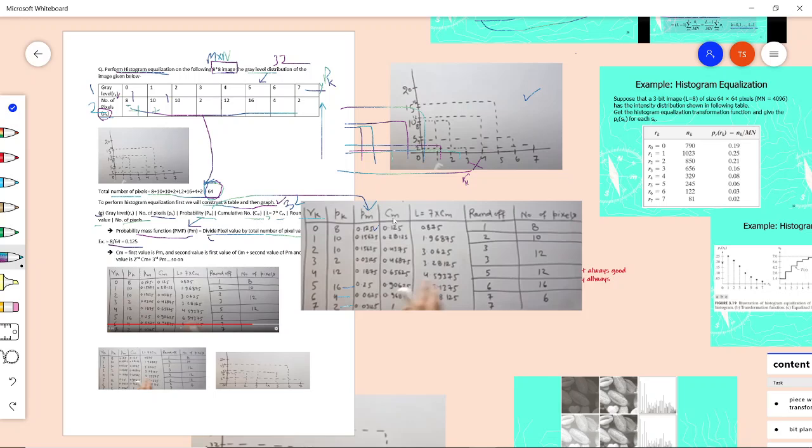Now calculate the CM, the cumulative value. How do we calculate this? The CM value for the first value is the same as it is, and for the second CM value we have to add the first CM value and the second PM value. I'll show how.